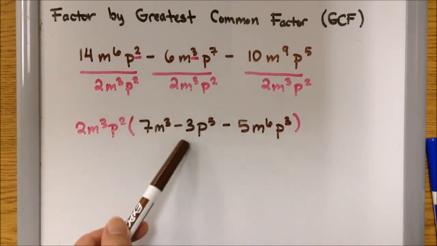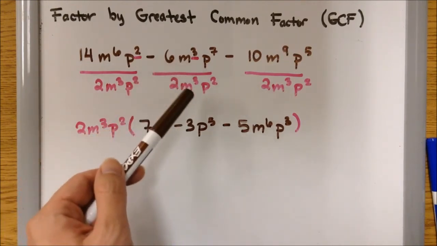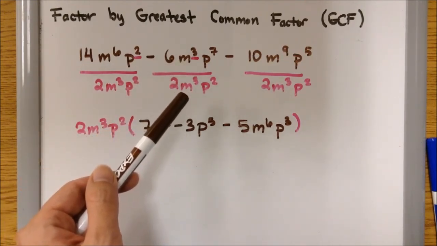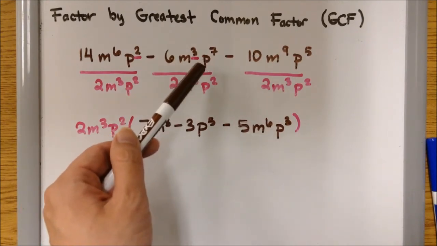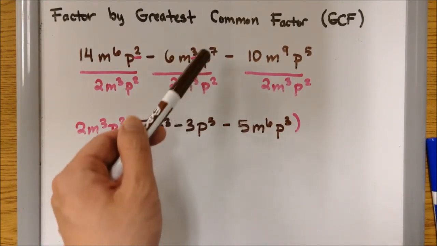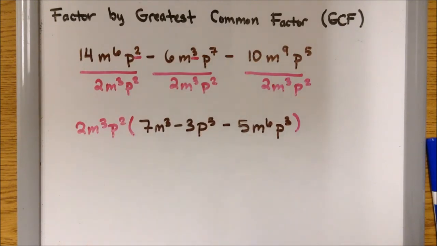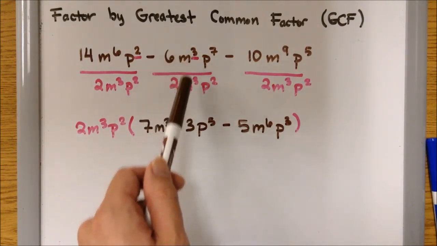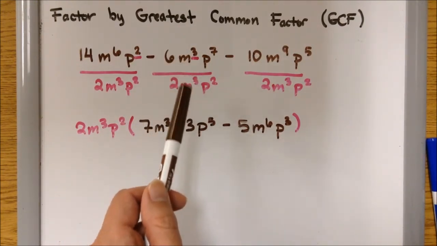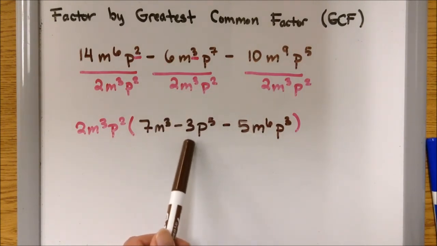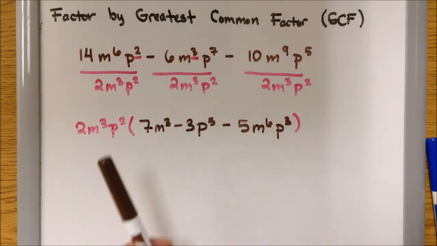Negative 6 divided by 2 would be negative 3. m to the third divided by m to the third just simply becomes 1. Next is p to the 7th divided by p squared, 7 minus 2, which is 5. So the m to the third divided by m to the third becomes 1, which is why we only have minus 3 p to the 5th power.